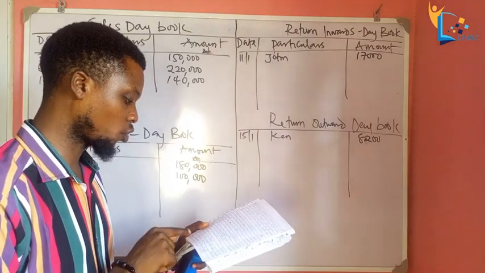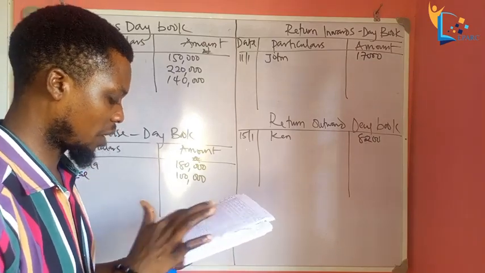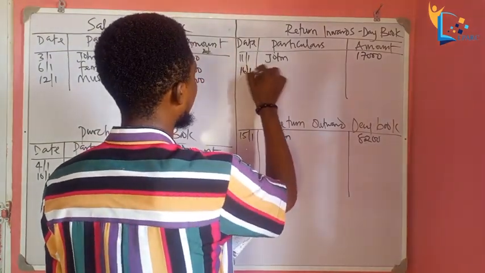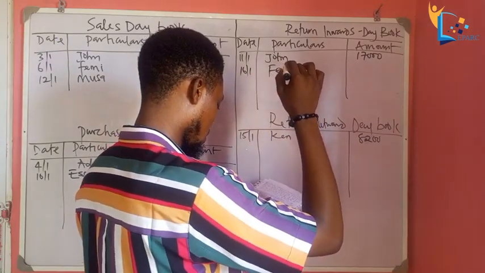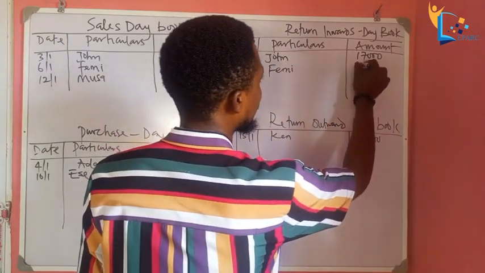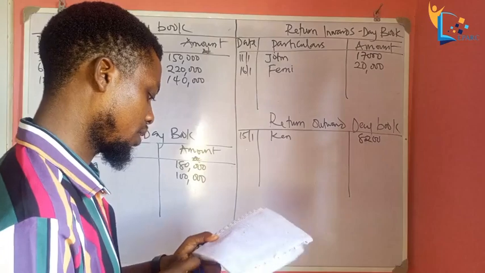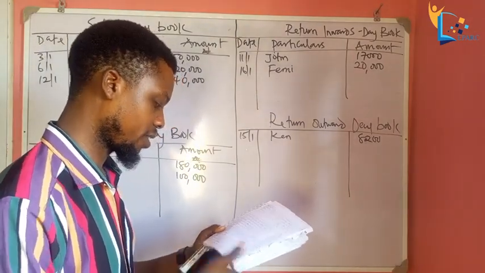Then goods on the 16th. Goods returned by Femi. Who is Femi? Femi is our customer. So on the 16th, Femi, how much? 20,000. Then sold goods. Okay.